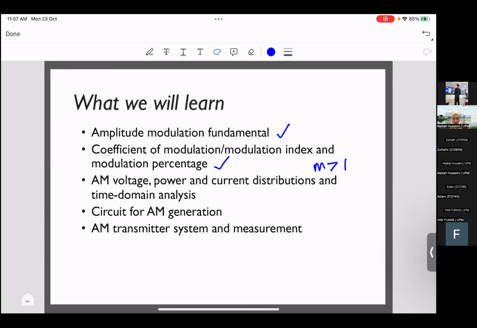So we talked about coefficient of modulation, modulation index, and also modulation percentage. And as I mentioned before, if M is greater than 1, then you will have overmodulation, because the typical range for modulation is from 0 to 1, or less than 1. If you have more than 1, that would cause distortion in your signal, and this is not what we want. And then we will talk about AM voltage today, power, and also current distributions and time domain analysis. If we manage, we will go over some circuits for AM generation. Otherwise, I will focus on this in our recorded class in the coming session.